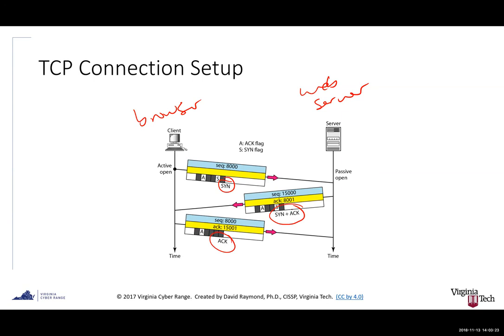So ACK means acknowledgement, and SYN is synchronize. I send a synchronize message, the server sends back a synchronize with an acknowledgement, and then I send back a final acknowledgement. Once that three-way handshake has happened, now I can request my web page. Now I've set up a virtual connection with the web server.